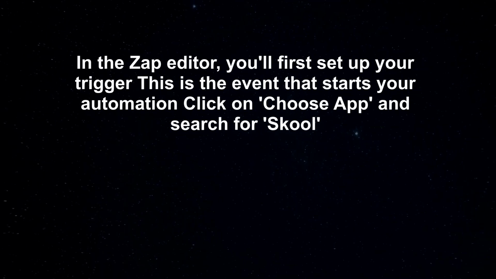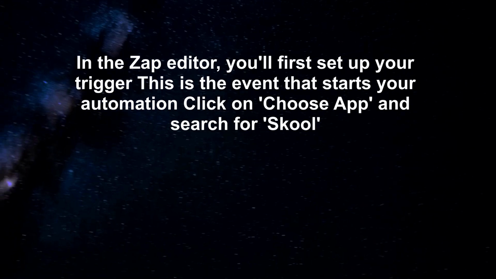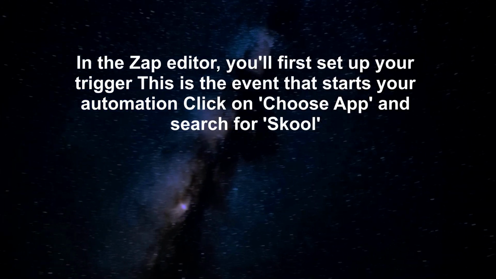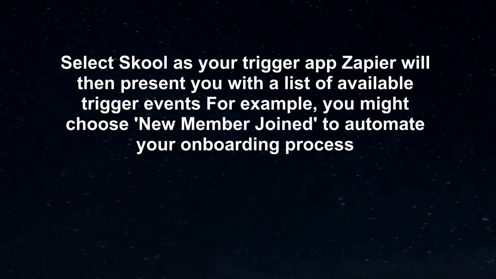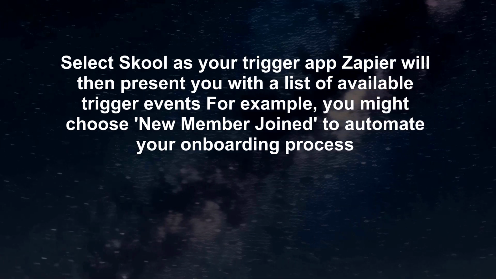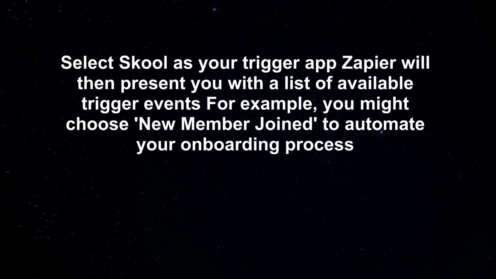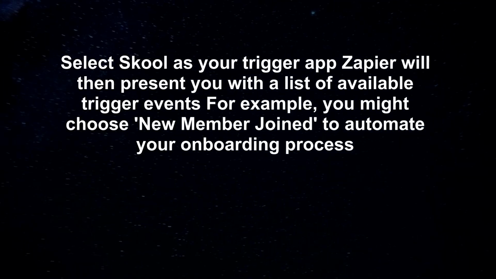In the Zap editor, you'll first set up your trigger. This is the event that starts your automation. Click on Choose App and search for Skool. Select Skool as your trigger app. Zapier will then present you with a list of available trigger events. For example, you might choose New Member Joined to automate your onboarding process.